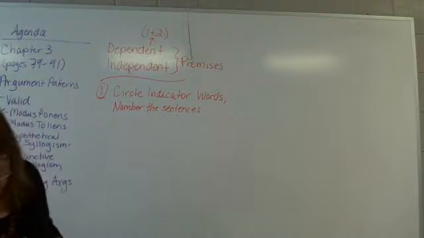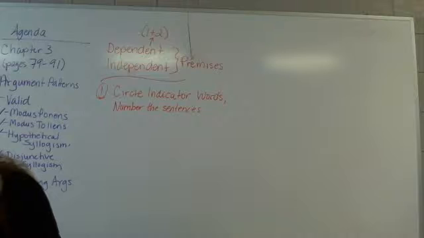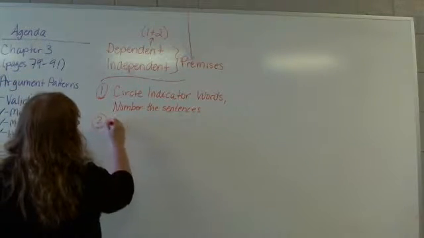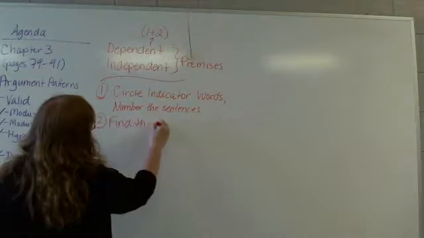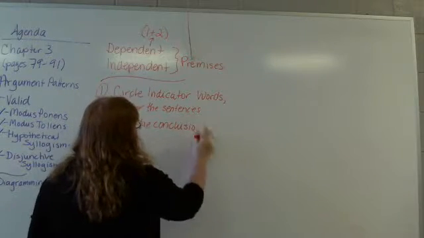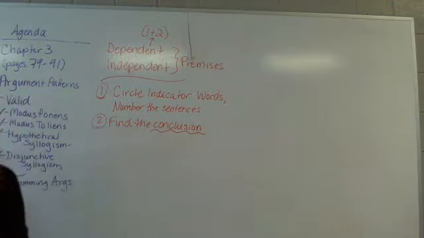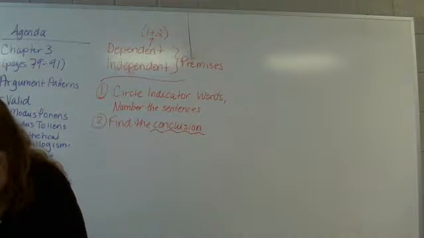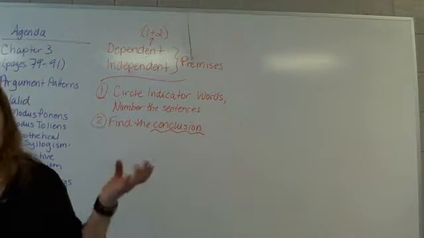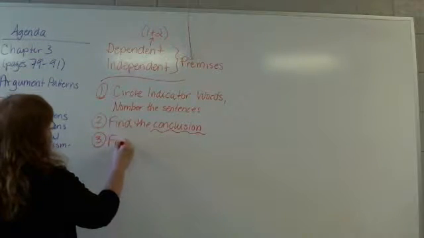The second thing we have to do is find the conclusion. And we draw a wavy line under it. Easy stuff. If we don't have a conclusion, we don't have an argument. We're done.